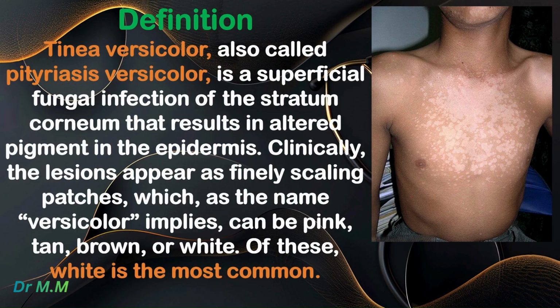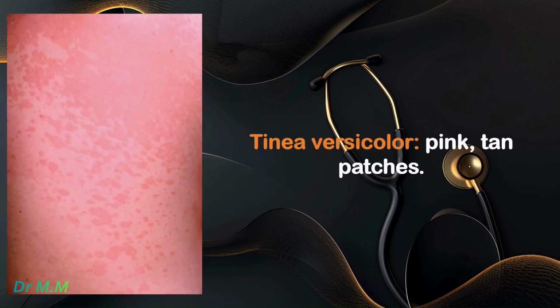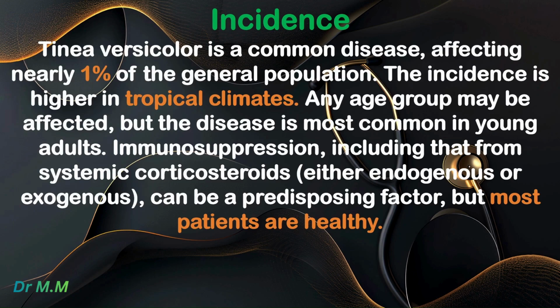Definition. Tinea versicolor, also called Pityriasis versicolor, is a superficial fungal infection of the stratum corneum that results in altered pigment in the epidermis. Clinically, the lesions appear as finely scaling patches, which, as the name versicolor implies, can be pink, tan, brown, or white. Of these, white is the most common. Tinea versicolor, hypopigmented patches. Tinea versicolor, pink, tan patches.